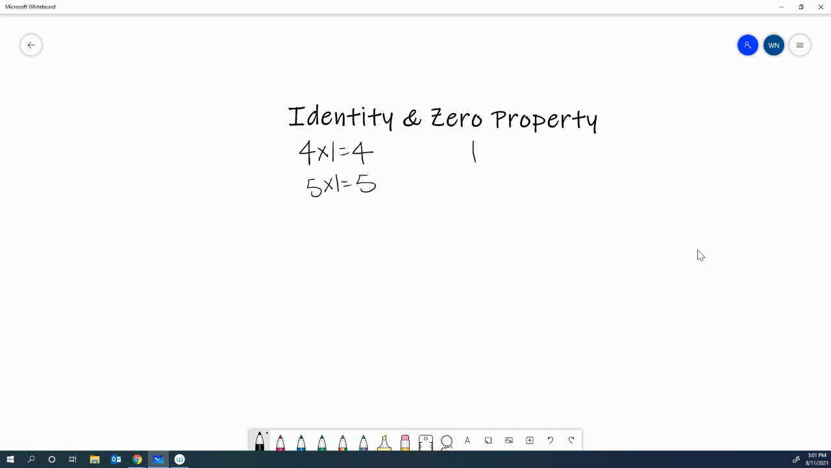Now the zero property is kind of similar. If you multiply anything by 0, it turns into 0. Now I know you already know both of these, but you got to remember the names that go with them. Identity is anything times 1 stays the same, and zero is anything times 0 turns into 0. It's time to answer a couple little questions, and then you can get started on your classwork.